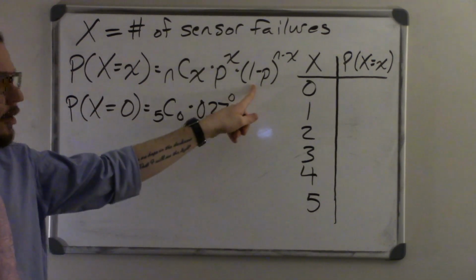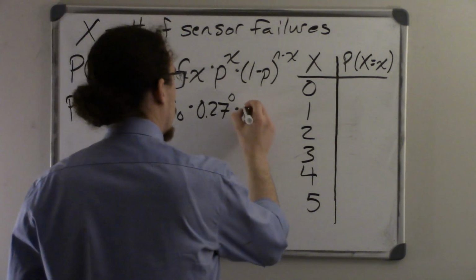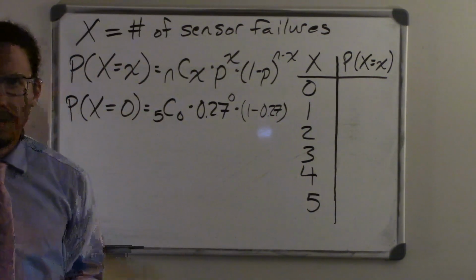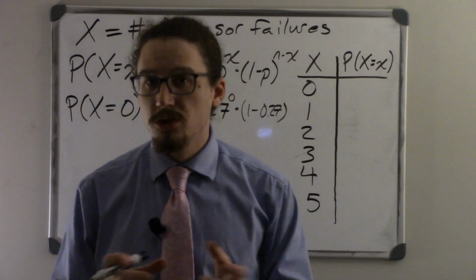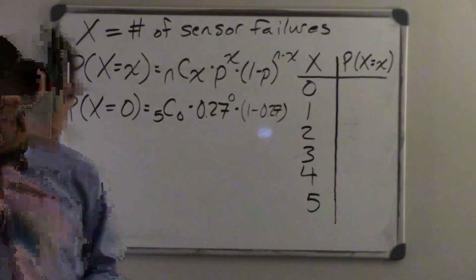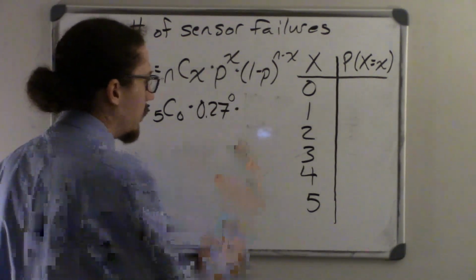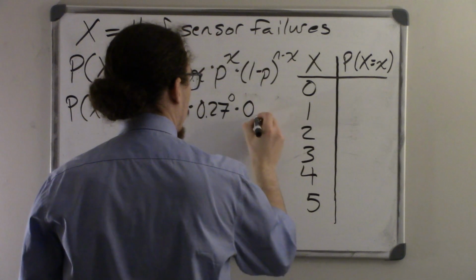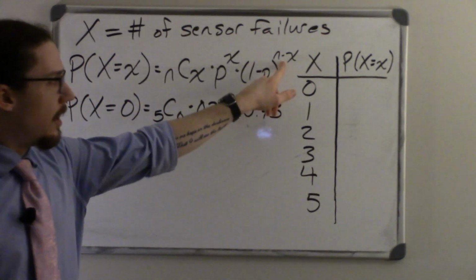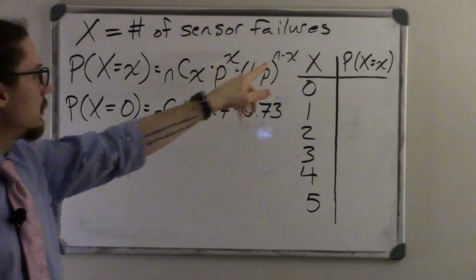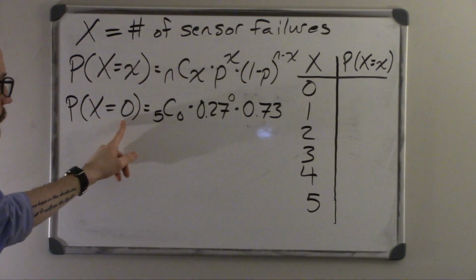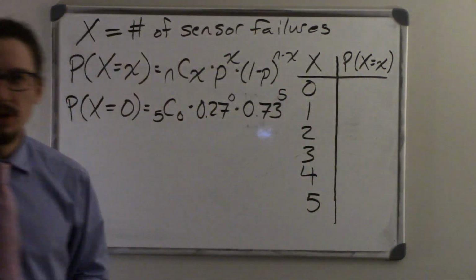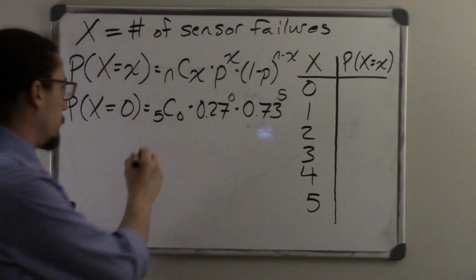And then finally, we're going to multiply it by the probability of a failure. You could put it in as 1 minus 0.27, but I found it much easier to simply say what 1 minus p equals and do that calculation off to the side. So 1 minus 0.27 gives us 0.73. And then n minus x: n is 5, x is 0, so 5 minus 0 gives us 5. That's what we need to put in our exponent.